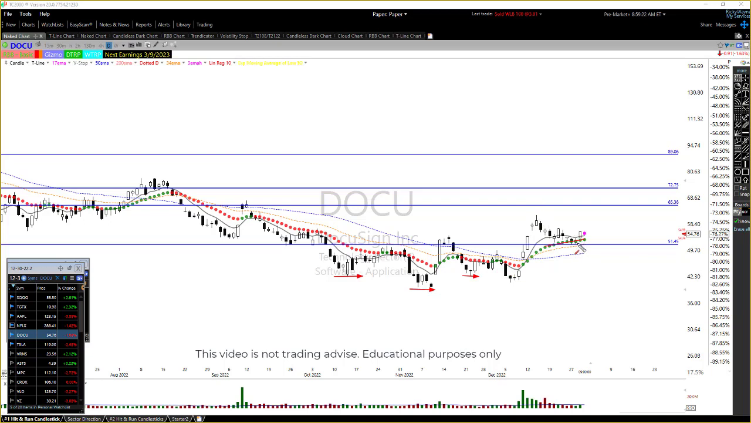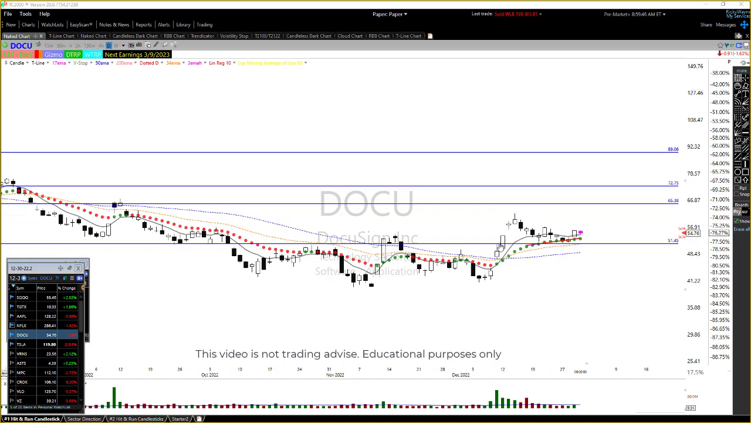Nice pullback right to the trend indicator. Trend indicator's green. Trend indicator's above the 34. 34 is above the 50. The trend is working. Nice little bullish J-hook setup. First target, I probably should have done this, first target is going to be this high up here for 61.70. Then we'll look for that 65 area, 72 area.